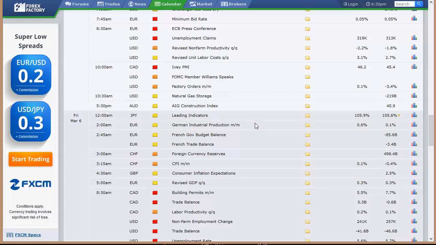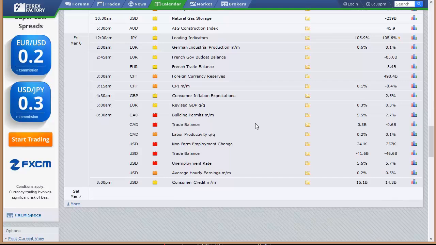Going to the evening there, 5:30 p.m. AIG construction index out of Australia. We jump to Friday, midnight Eastern Time. Japan's leading indicators, German industrial production, French trade balance and budget balance. Switzerland's foreign currency reserves, CPI out of Switzerland, consumer inflation expectations. We've got Europe's revised GDP data.